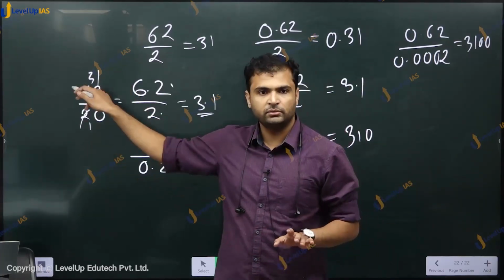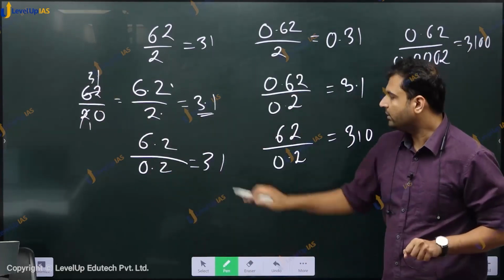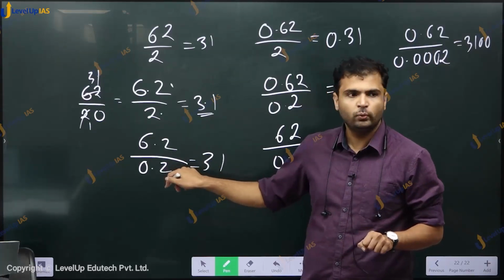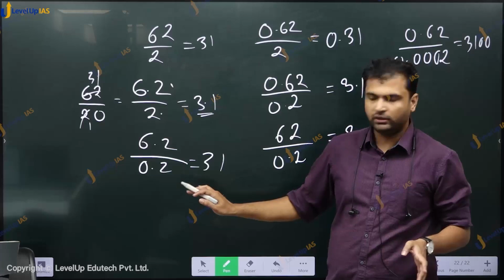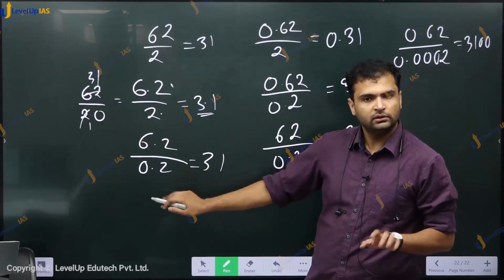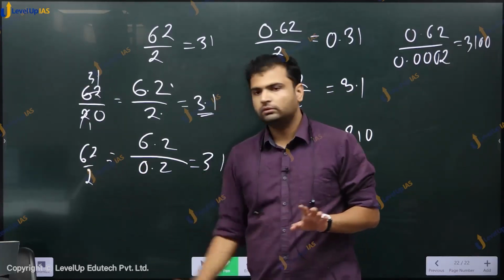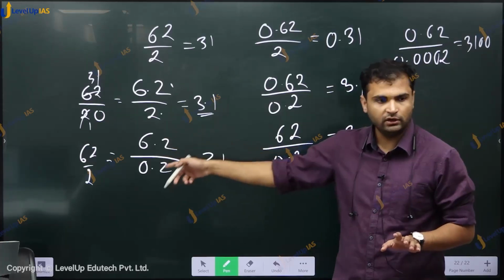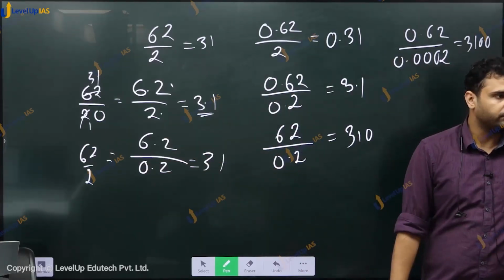This is the division. Now we just put one decimal point here. Same thing here. Here there is 1 and here also there is 1 digit after decimal. How do you get rid of this decimal point? You multiply numerator by 10 and denominator also by 10. So you get 62 by 2. Numerator is also multiplied by 10, denominator also multiplied by 10. 62 by 2. Answer is 31.